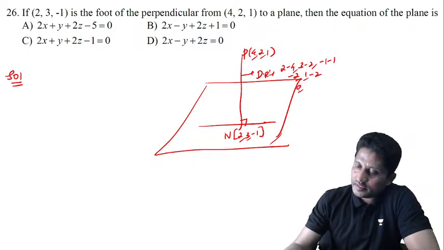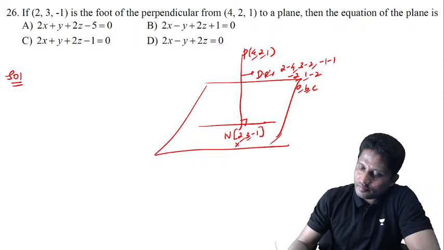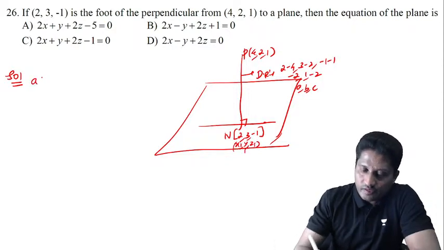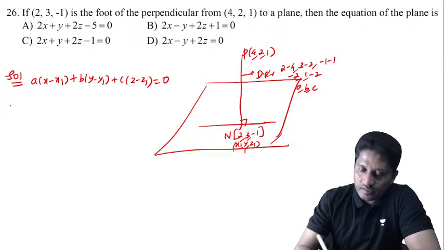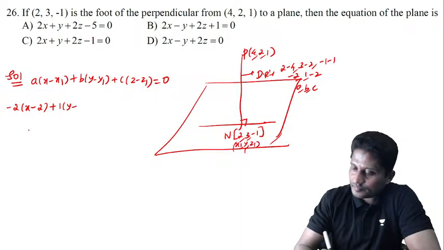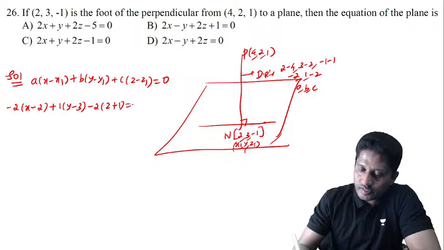That's right, this is A, B, C. This is x1, y1, z1. I'm supposed to find the equation of the plane. A into x minus x1 plus B into y minus y1 plus C into z minus z1 equal to 0. That is, A is equal to minus 2 into x minus x1, B into y minus y1 plus C into z minus z1 is equal to 0.